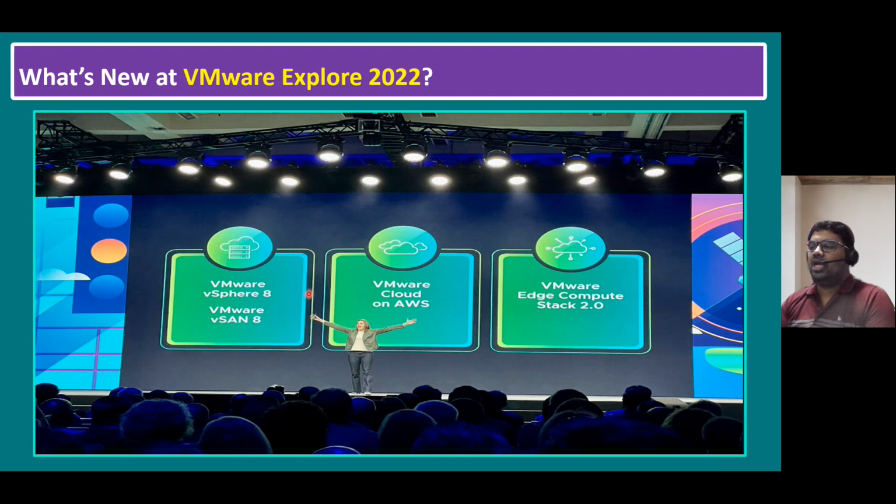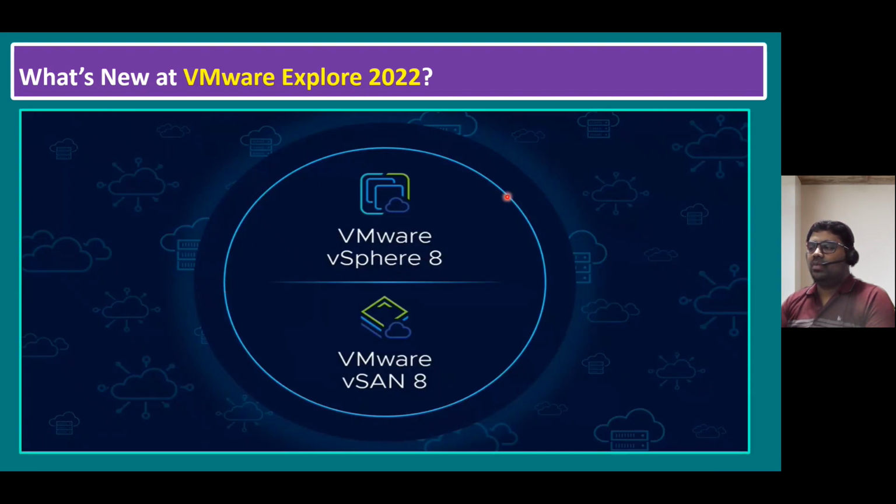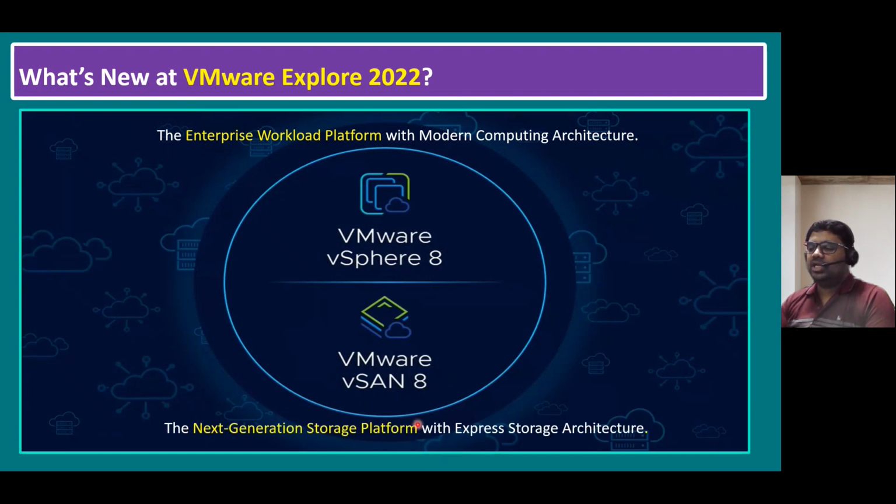So in this session, I am focusing on one of the latest releases, VMware vSphere version 8. We can use any of the combined solutions, or we can use an individual solution. VMware vSphere 8 is officially an enterprise workload platform with modern computing architecture. And the virtual SAN is the next generation storage platform with the Express Storage Architecture. Our previous one was the Original Storage Architecture.